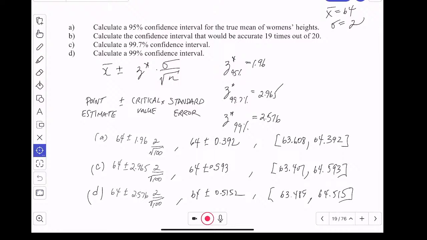So you can write it like this, you can write it as an interval, and you need to practice that. So I missed out on the middle one. Calculate the confidence interval that would be necessary, accurate 19 times out of 20. Notice that 19 out of 20 is equal to 95%. Actually, A and B are the same question said a different way, and some people feel more comfortable expressing it this way. That means more to people and reflects the nature of the confidence interval.